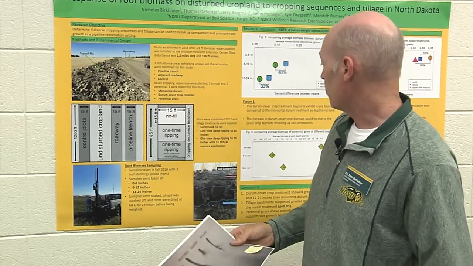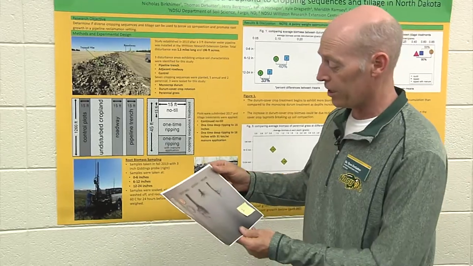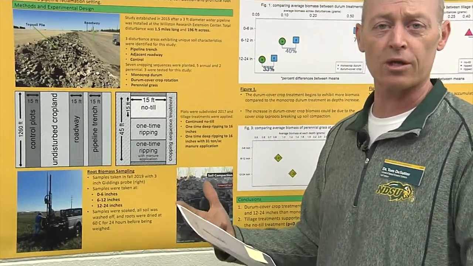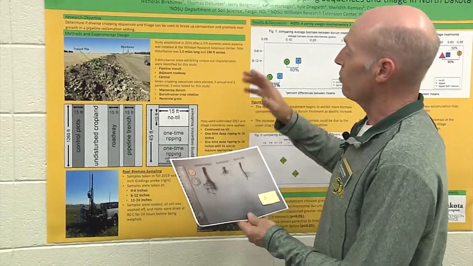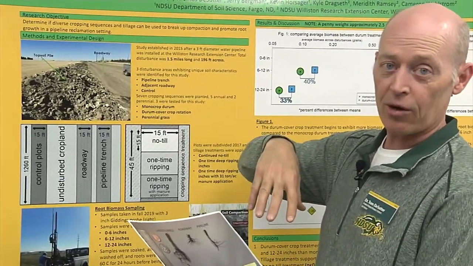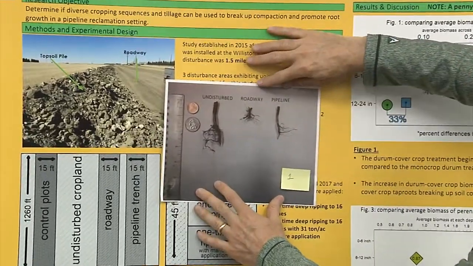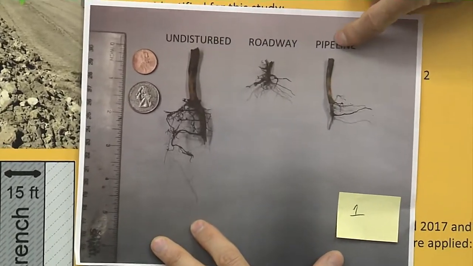So Nick was nice enough to collect some samples here yesterday. And what we're going to do is show you some examples of what the roots will look like in these certain conditions. So this year it's planted to safflower. And so what we're going to show here is an example of the undisturbed area, the roadway, and the pipeline.